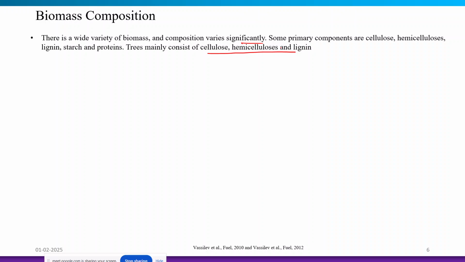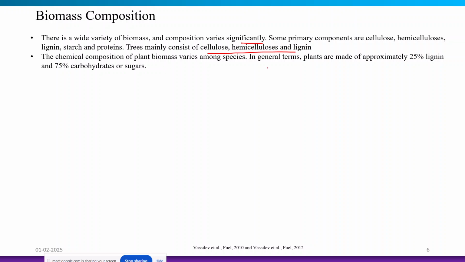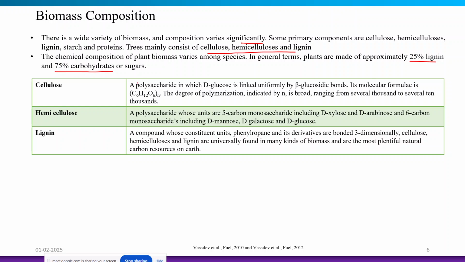If you talk about trees, they mainly consist of cellulose, hemicellulose, and lignin. Those are the three primary blocks of this kind of tree biomass. The chemical composition of plant biomass varies among species, as I already talked about. In general terms, plants are made of approximately 25% lignin and 75% carbohydrates or sugar. So, see this table. These are the primary three blocks: cellulose, hemicellulose, and lignin. I have discussed the three compositions in a little detail.